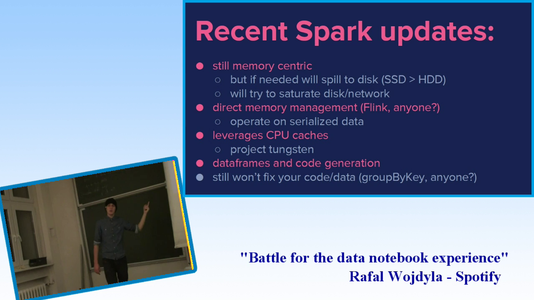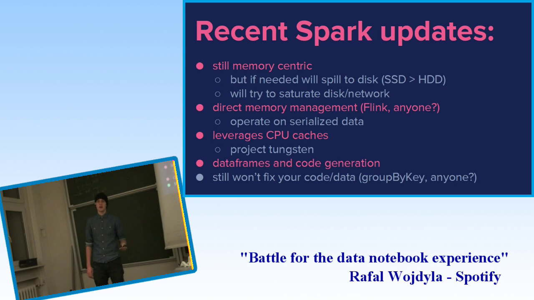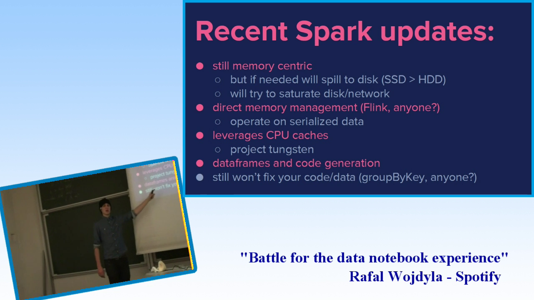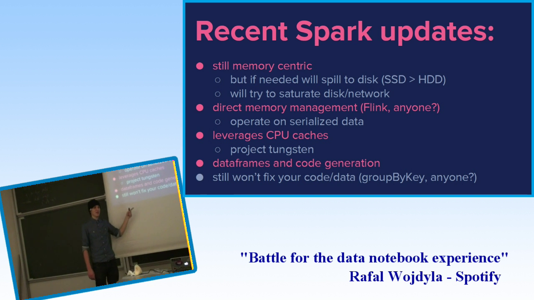Then also they are pushing data frames really hard, which is great because from there they can start generating optimized code. Right now they're creating optimized JVM code, but nothing stops them from, for example, generating native code, which will be even faster. Another thing that they're not really fixing at this point is if you have broken data or broken code, it will not fix it for you.